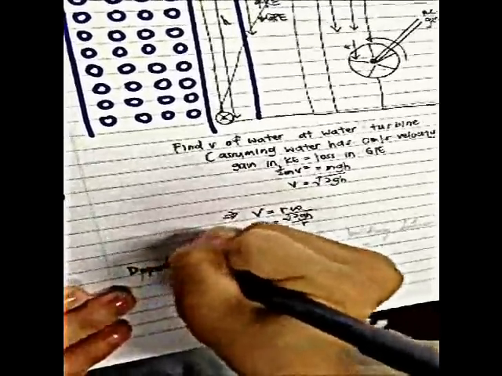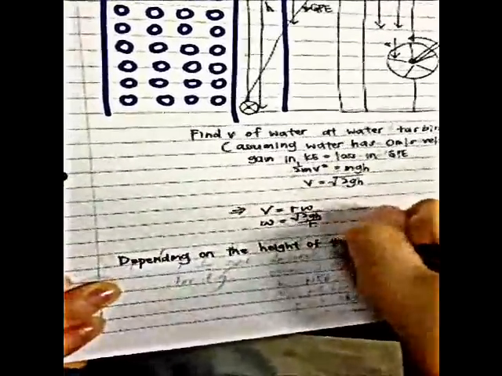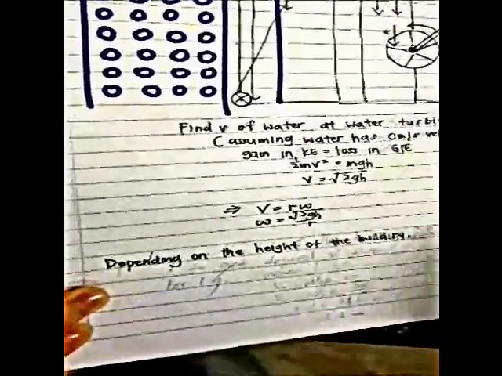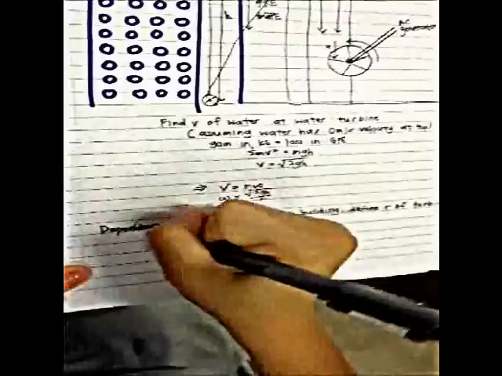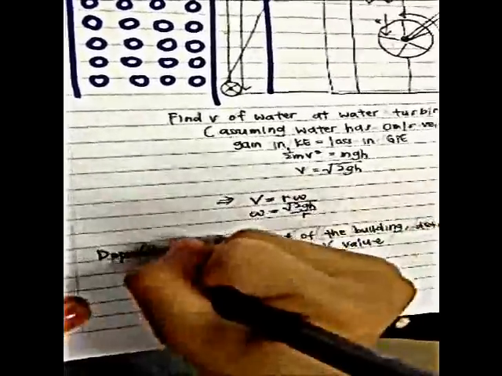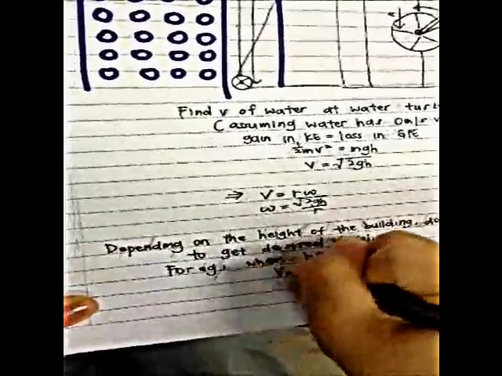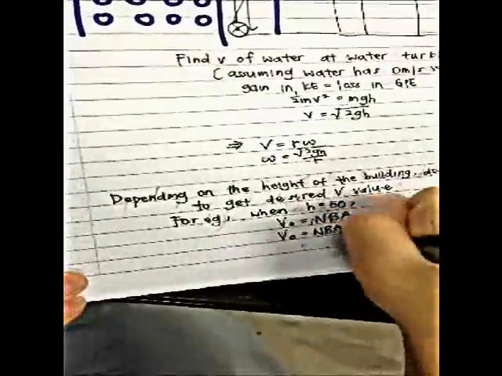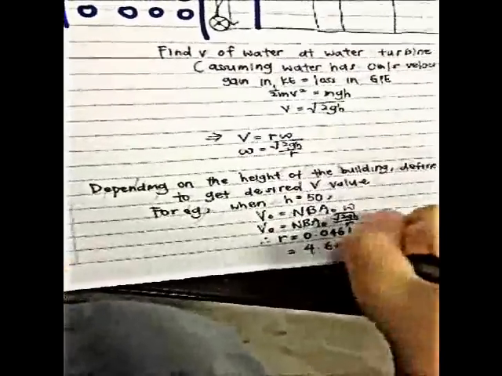As different HDB flats are of different heights, each water turbine will need to be customized to the building it is attached to, as the output voltage is directly proportional to the radius of the water turbine. We can calculate the required radius of the turbine using the formula shown. For example, if the building is 50 meters high, the radius of the turbine will be approximately 4.6 centimeters.